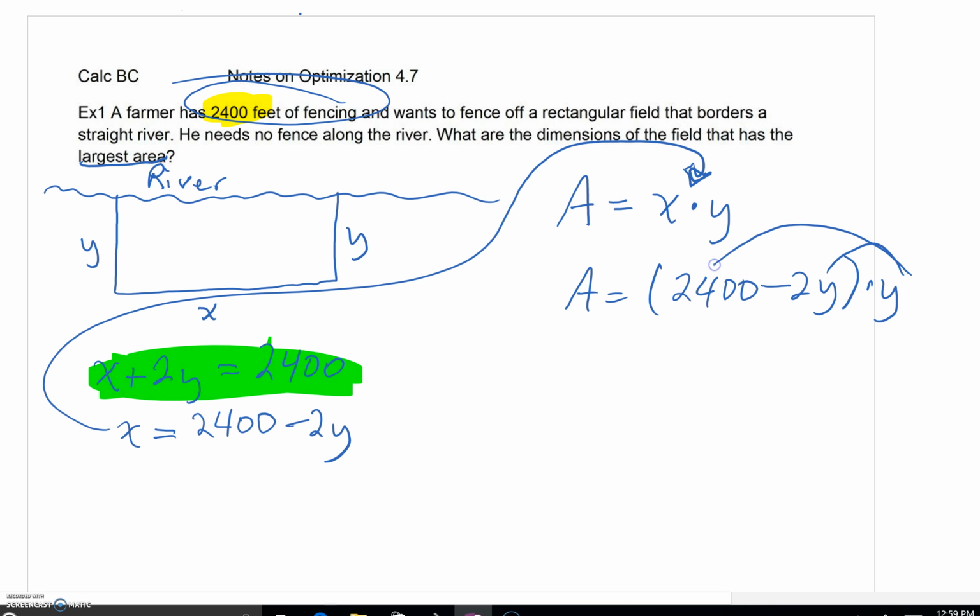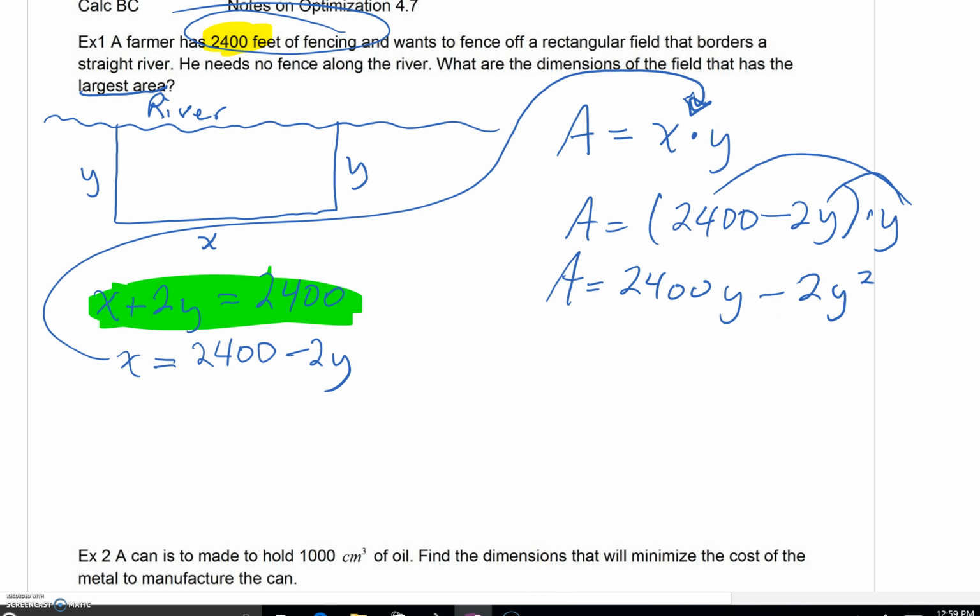Now, rest assured, you can distribute this in, and you could say A is 2,400y minus 2y squared. And let's just review a little bit, but also point out that y can't be as big as we would like. Is it possible to say, oh, this y dimension, this side of the fence, I'm going to choose it to be 10,000 feet? Could I choose that? No. There are limitations to this problem, just like in the business world. You don't have inexhaustible resources. You just can't say, well, we can use as much money as we want here. Oh, no. No, you're going to have constraints, right?